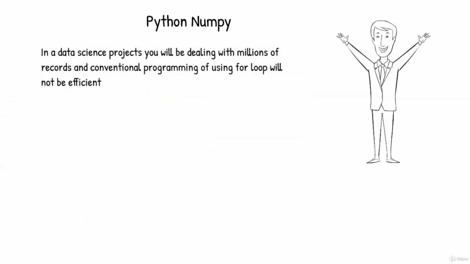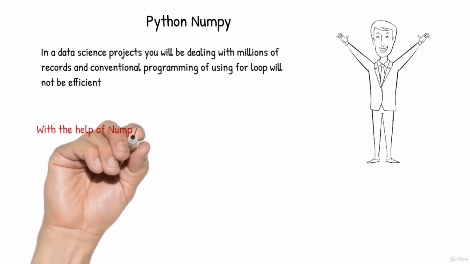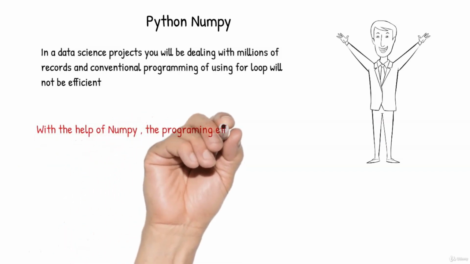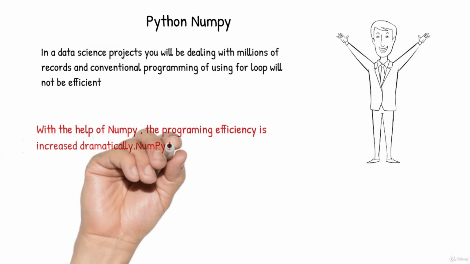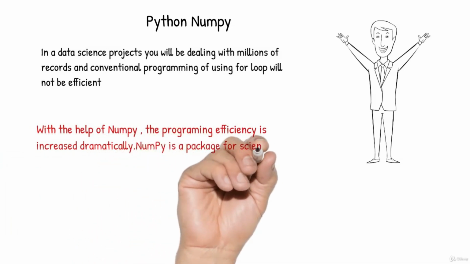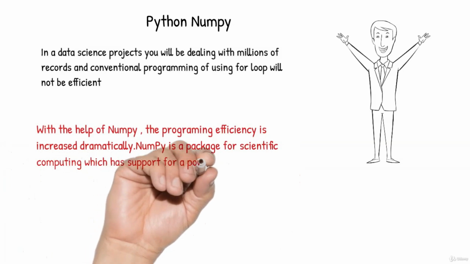In a traditional programming, you might be writing the for loop, which will go through the iteration from 1 to 100 or 1 to 1000. But with the help of NumPy programming, those for loops can be written in a different way, which will dramatically increase the performance of the system.